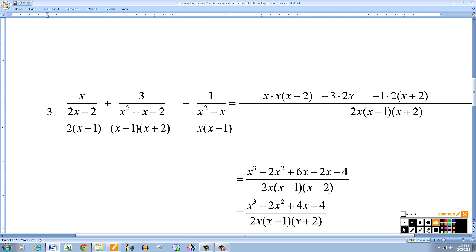So this is basically the procedure that you can follow when you're adding or subtracting rational expressions. Make sure that before you start, each denominator is factored out completely. That will allow you to find the LCD, and then you just follow this procedure. Okay, so we'll see you in the next video.